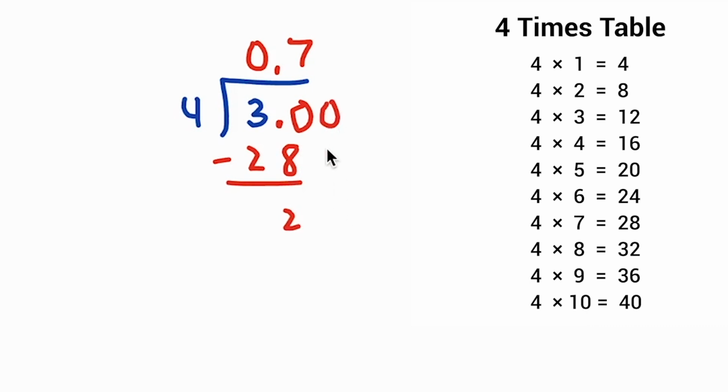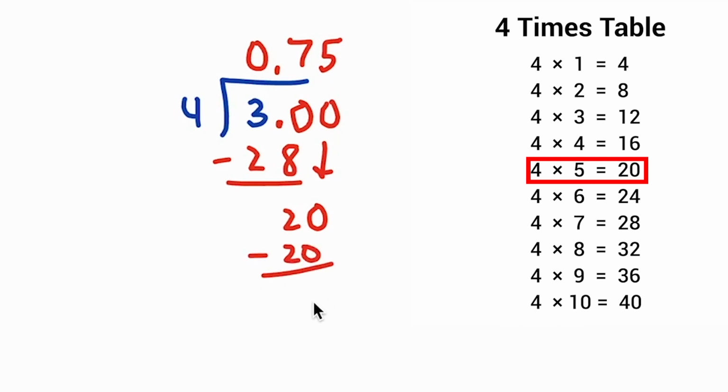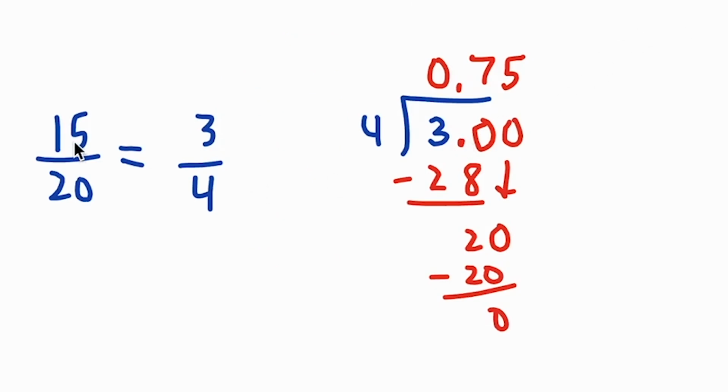We'll have to bring another 0 down because we're not done yet. How many times does 4 go into 20? Well, that goes in 5 times. 5 times 4 is 20, and that's exactly 20. So we've got a 0, and therefore we're done with our division. So what we've done is said 15/20ths is really 3/4, which is really 0.75.